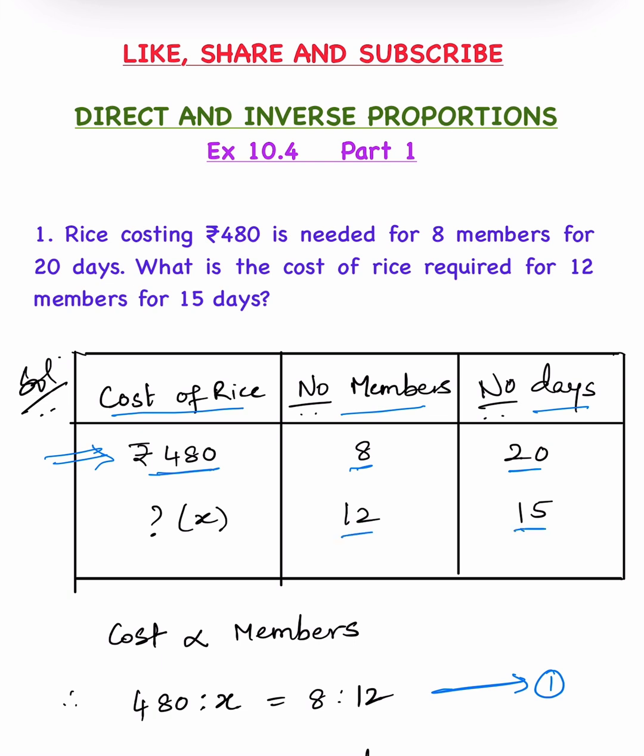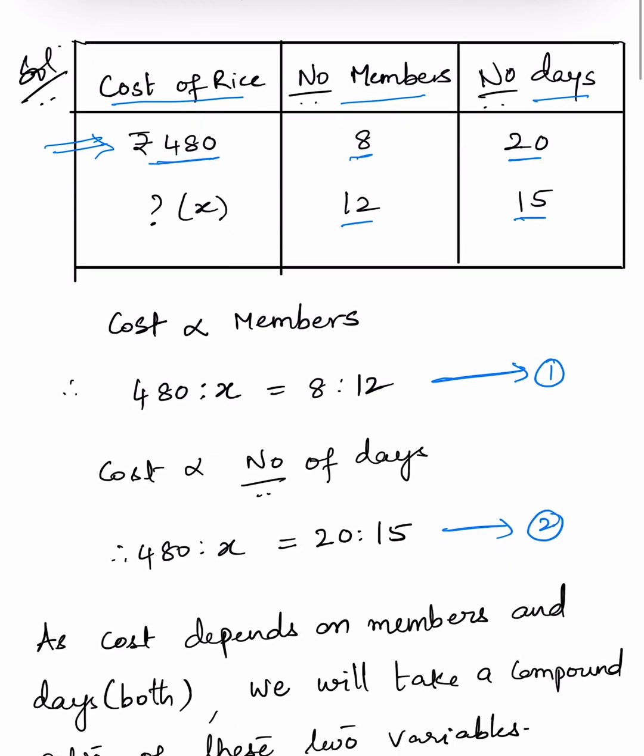That is the question. We know that cost is directly proportional to the number of members in the family. If the number of members increases, the cost of rice required also increases, and vice versa. Let x be the cost of rice required. So 480 is to x equal to 8 is to 12, because this is a direct proportion. We write the ratio as it is. Let this be 1.